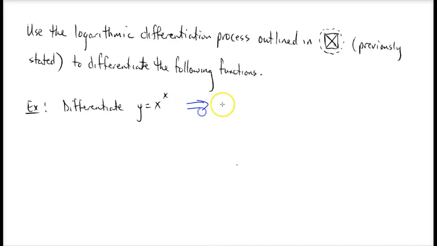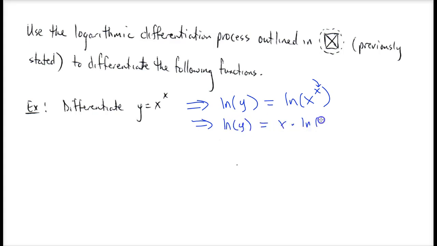We'll start off here by just taking the natural log of both sides. And then, of course, we know from our logarithmic properties that this particular exponent, x here, can be moved out in front. So here we have natural log of y is equal to x times natural log of x. Now from there, we can take the derivative of both sides with respect to x. So we'll go ahead and set this up.